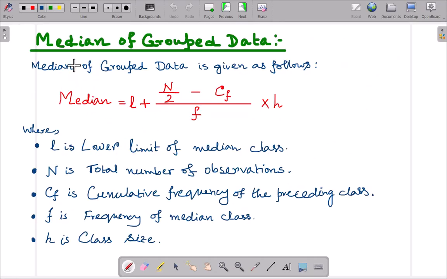Median of grouped data. This is the formula to find median of grouped data, where L is the lower limit of the median class. We shall see in the next slide what is median class. N is the total number of observations. CF is the cumulative frequency of the preceding class. F is the frequency of the median class and H is the class size.